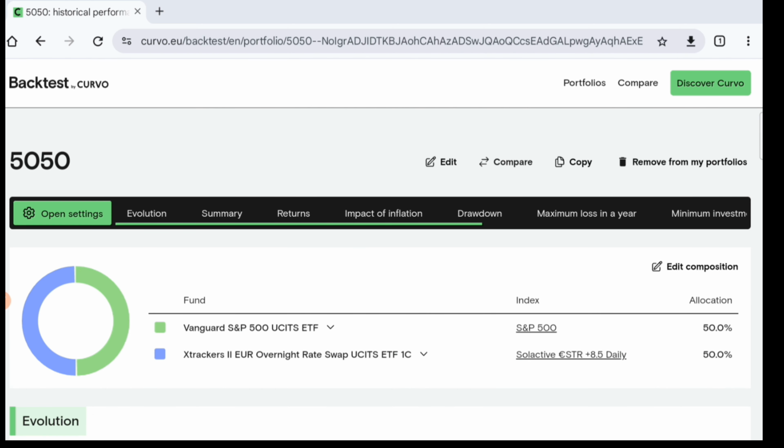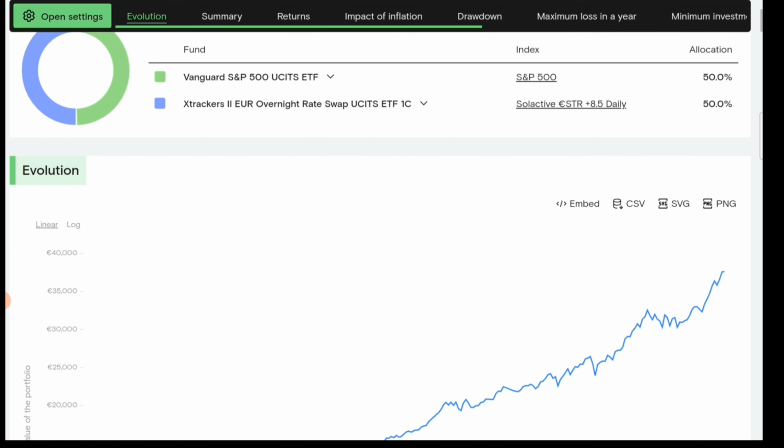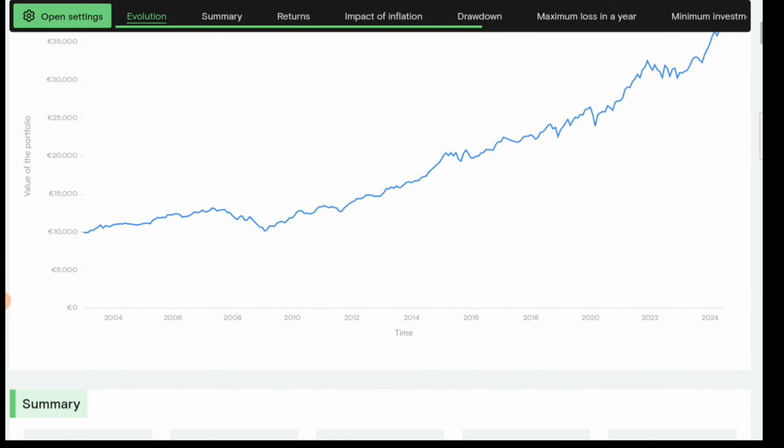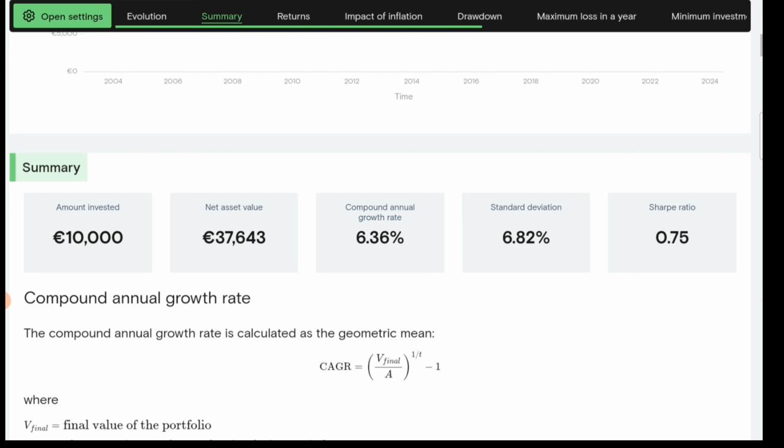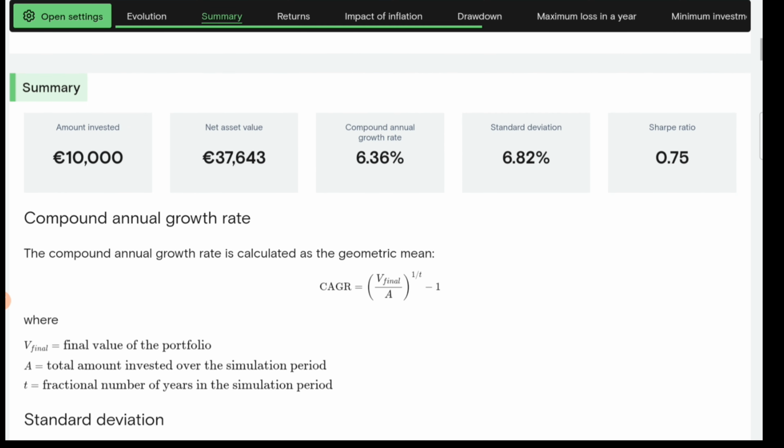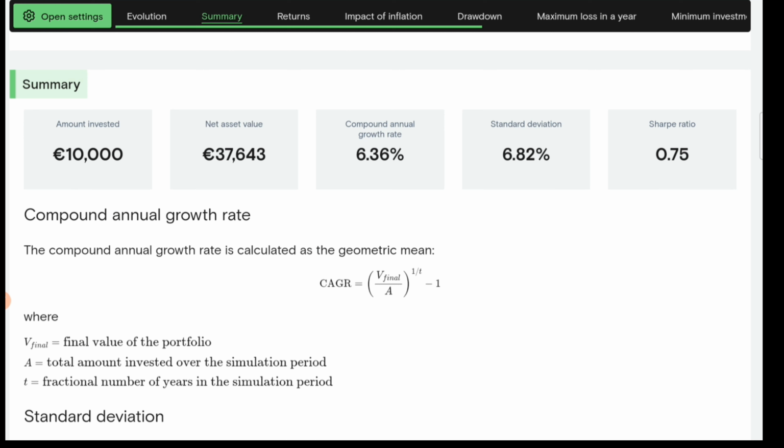So the website provides lots of different information, but the one I'm particularly interested in looking at first is the summary, which will tell us how much, on average, over those 17 years, this portfolio of two shares has done. So if we scroll down to the summary, here we are. We can see that 6.36% is the average return that this investment would have made us over the last 17 years.